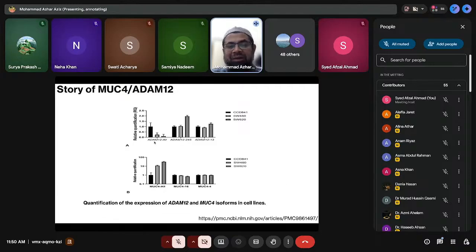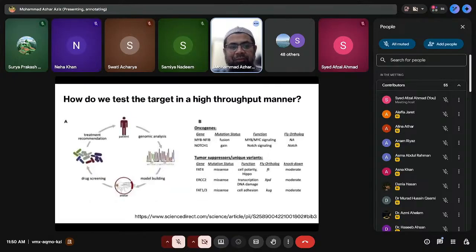So all that we found here was that yes, ADAM12 and MUC4, both of them can serve as the prognostic biomarkers for colorectal cancer progression. Now, once we have the targets, the problem, especially for the personalized approach, is how do we test them?